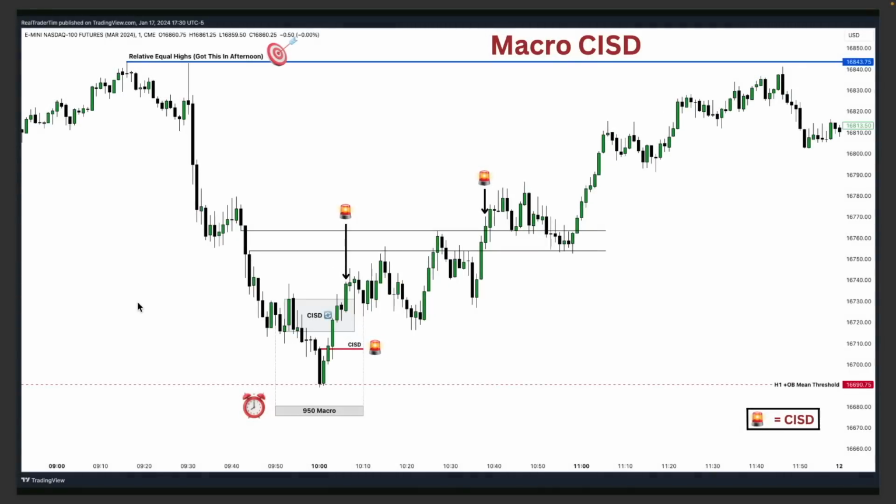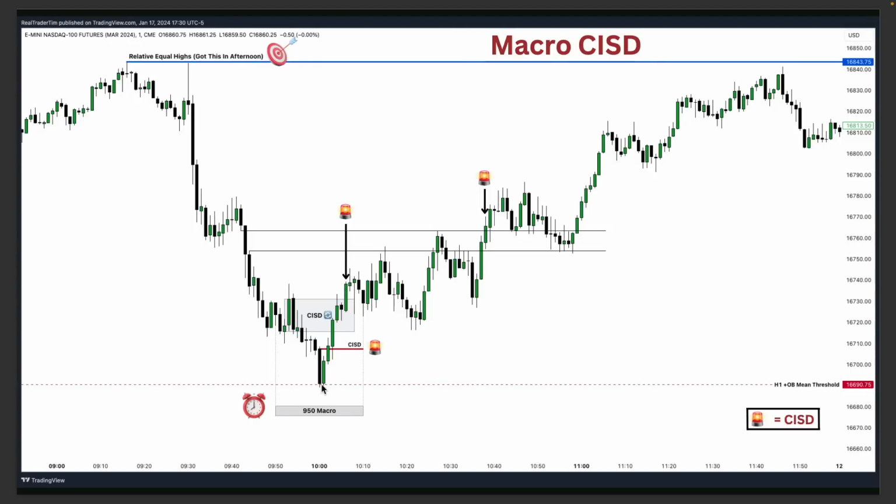Now let's look at one more example of change in the state of delivery during a macro. So here we're looking at the 950 macro, and this light dashed red line, if you look on the right side of the screen, that is mean threshold of an hourly order block. Or in other words, it's a key reference point during a macro. This is the model, okay? Those two things on top of the change in the state of delivery we're seeing here, that's exactly what we want to see occur if we're looking for longs like we are in this example.